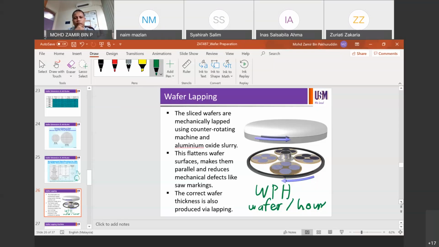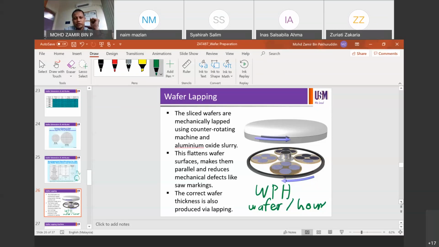So WPH. Sliced wafers are mechanically lapped using counter rotating machines. One side is rotating clockwise and the other side is rotating counterclockwise. And we have aluminum oxide slurry to do the lapping process. What it does is flatten the wafer surface, because we have just finished our damage removal process. When we finish the damage removal process, the surface will be quite rough. It will not be so rough, but it will have some roughness that is not tolerable for the device. If your surface is very rough, just imagine what's going to happen if you deposit a very thin layer of oxide later on. If you make a MOSFET, just imagine how the oxide would sit on your silicon if the surface is not smooth. So it has to be perfectly smooth.